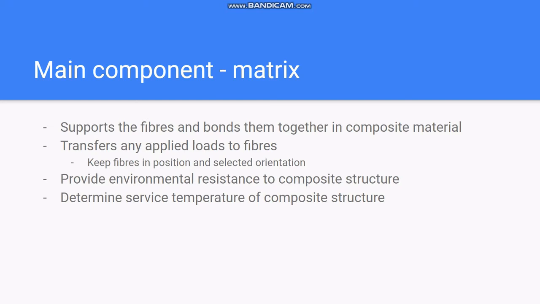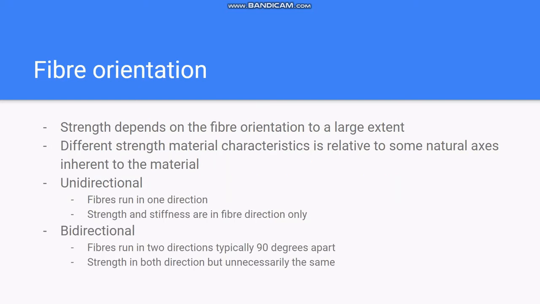Fibre orientation. The strength depends on the orientation of the fibre to a large extent. So different strength materials have different axes of fibre orientation inherent to the material. There are many ways fibre can be oriented. For example, if it's unidirectional, the fibres only run in one direction. So strength and stiffness are only in that one direction, which the fibre is laid out at.